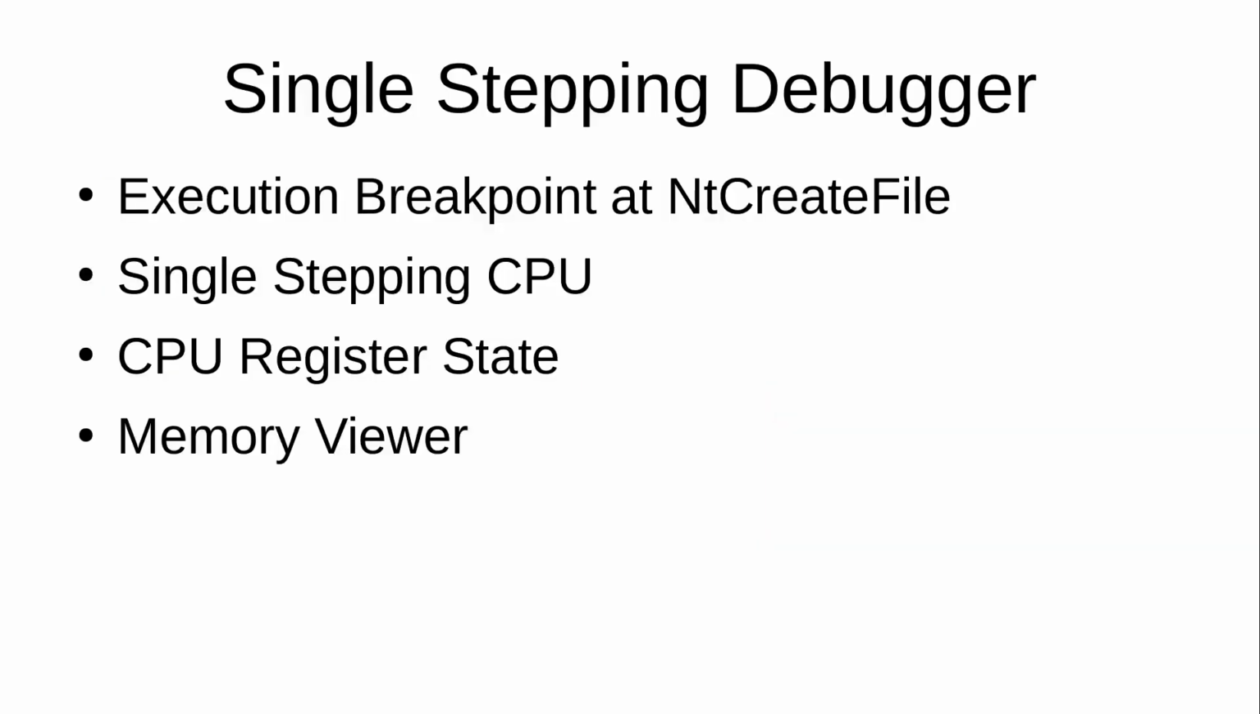Let's do a quick overview of the single-stepping debugger in REnigma. First, we will set an execution breakpoint at an nt create file system call. Then, we will demonstrate single-stepping by showing the CPU transition into the Windows kernel. Next, we will examine the CPU register state in the debugger interface. And finally, we will use one of the CPU registers that contains a memory address to show how to view memory in the debugger.